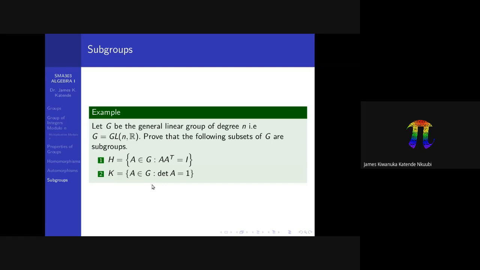So the next one is a second set. Again, it's a set of matrices whose determinant is equal to 1. I think we did earlier on show that this is a group. The set of matrices that have determinant equal to 1, I think we did in the earlier classes. We showed that it's a group, but it turns out to be a subset of the general linear group, and therefore is a subgroup. But we shall use the techniques in this section to prove this.